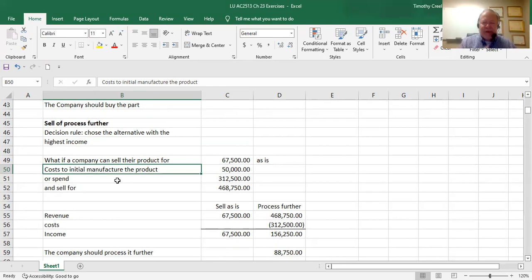It's more like a sunk cost. It's already been spent. There's nothing we can do about it, and it really does not factor into the decision. What factors into the decision is: do you make more by selling as is, or do you make more by processing further?